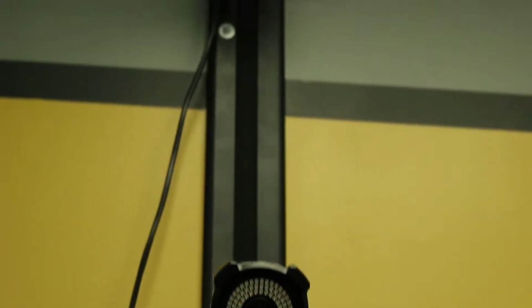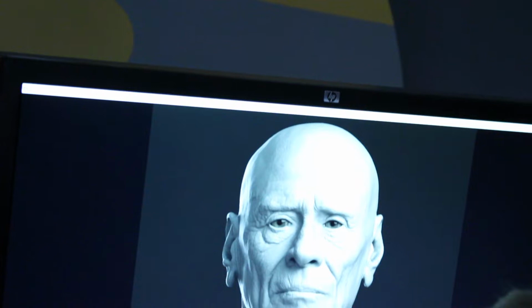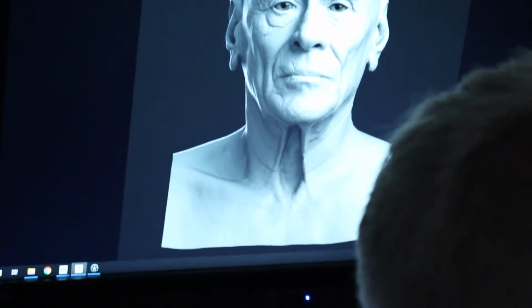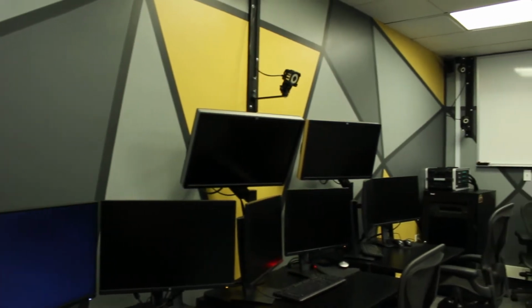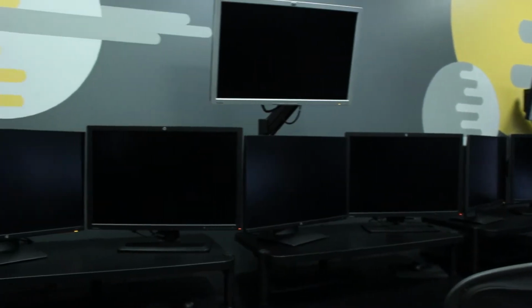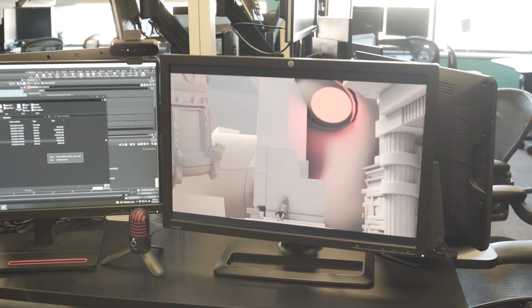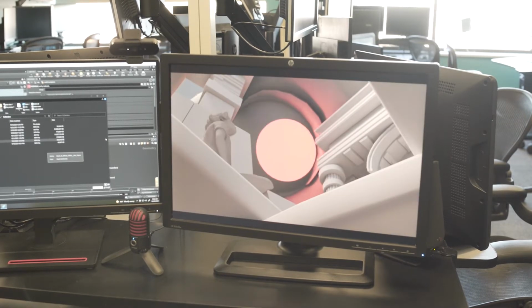All of the technology here at the DAC is what we call industry standard, meaning it's the exact same equipment you would expect to use at a professional studio. Our workstations, which can be accessed remotely, are custom ordered with all the specifications needed to allow our students to work with even the most intensive 3D software. It's the same software you'd see at any major studio, like Maya, ZBrush, Houdini, and many more.